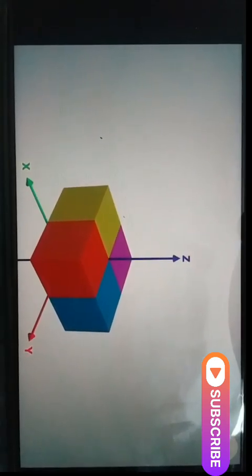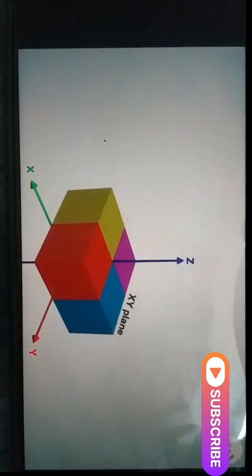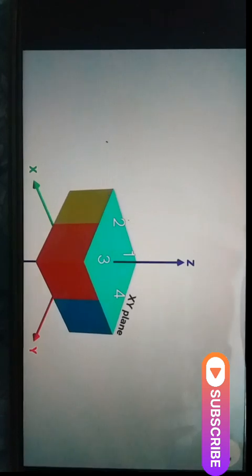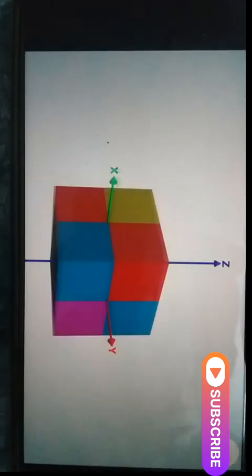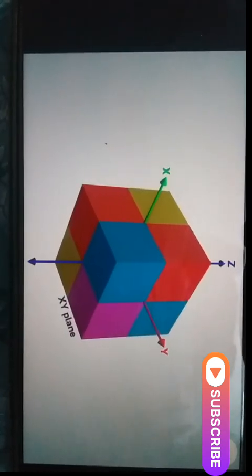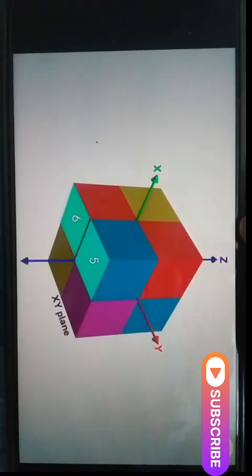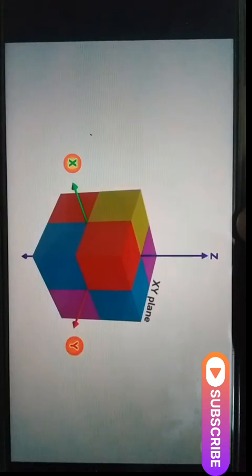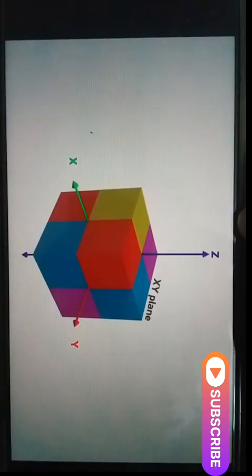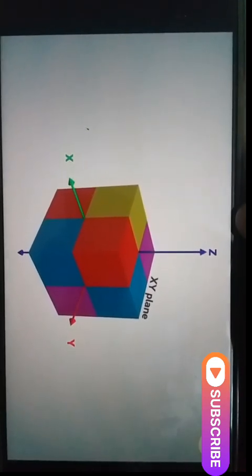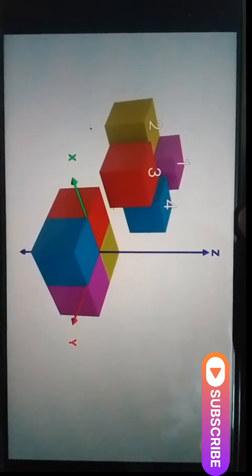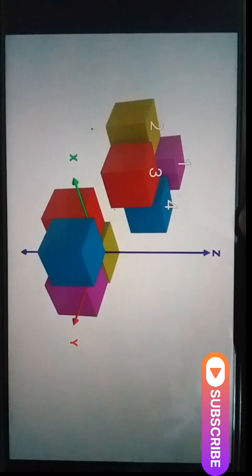There are 4 parts above the XY plane. Part 1, Part 2, Part 3 and Part 4. And similarly, there are 4 parts below the XY plane. Part 5, Part 6, Part 7 and Part 8. The X, Y and the Z axis divide 3-dimensional space into 8 parts. 4 parts above the XY plane and 4 parts under it.